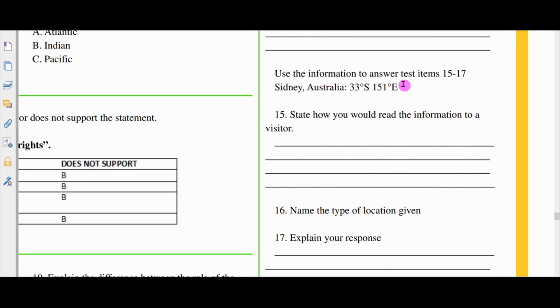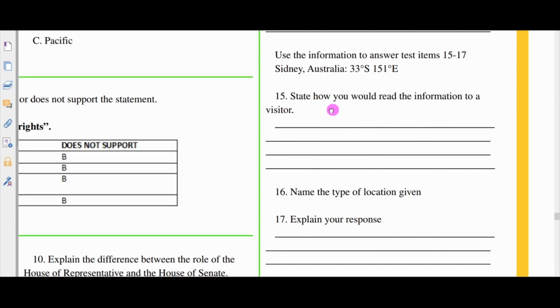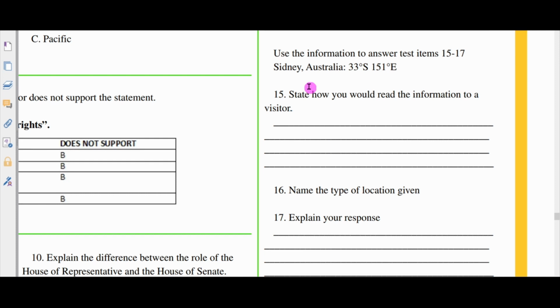Use the information to answer test items 17 to 18. Sydney, Australia would be 33 degrees south and 151 degrees east. State how you would read the information to a visitor. We just did that. You would say that Sydney, Australia is located at 33 degrees south, and that would be the latitude, and the longitude would be 151 degrees east. So it is latitude before longitude.